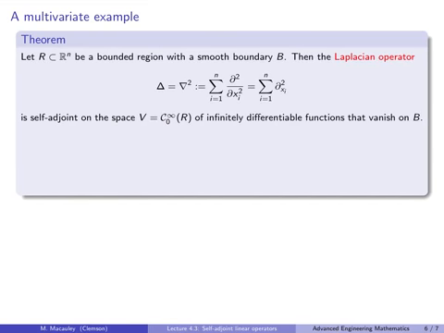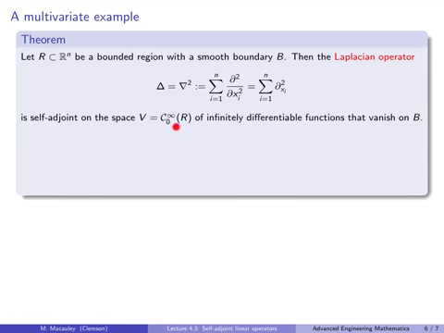In this setting, the Laplacian operator, which is sometimes written as a capital delta, I prefer to write it as del squared, and I'll explain why momentarily. However you want to write it, it's the sum of the second partial derivatives from 1 up to n. So here's two different ways to notate that. Again, this is a slightly more compact notation. This operator is self-adjoint, but now in what space?